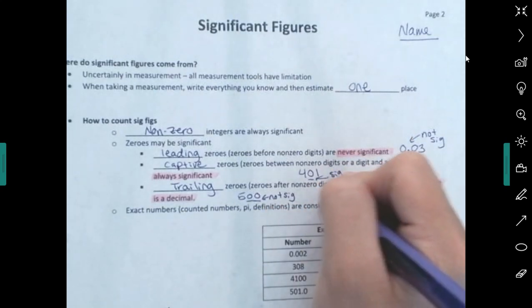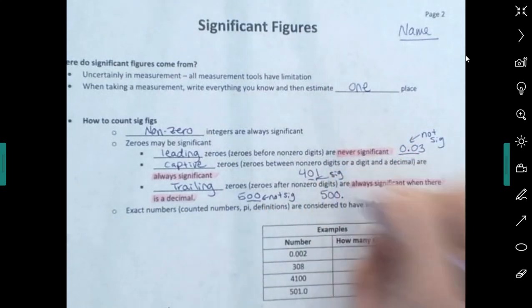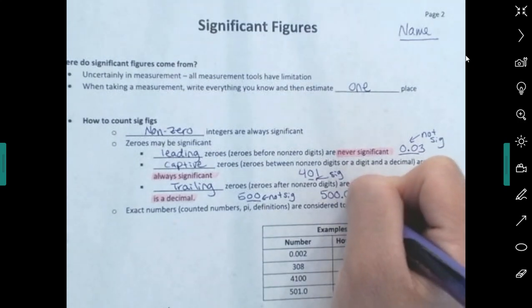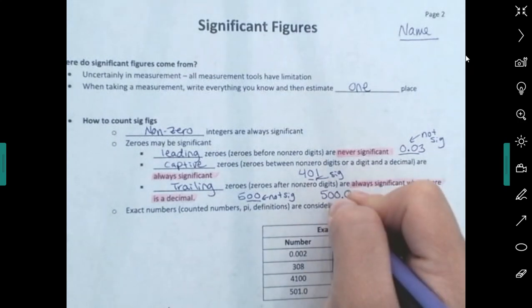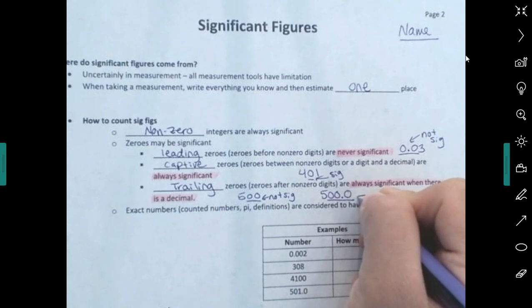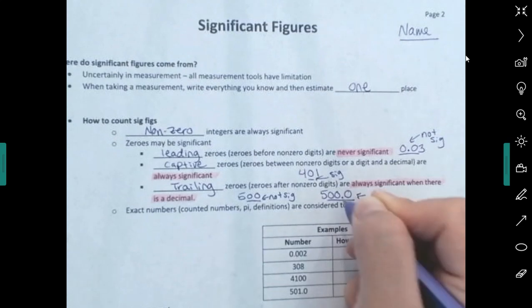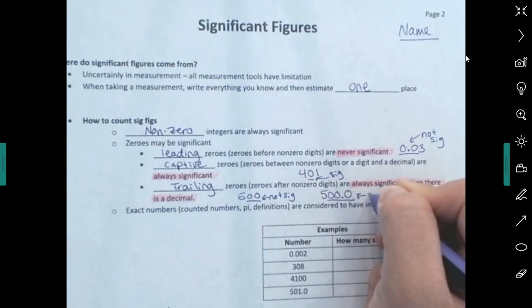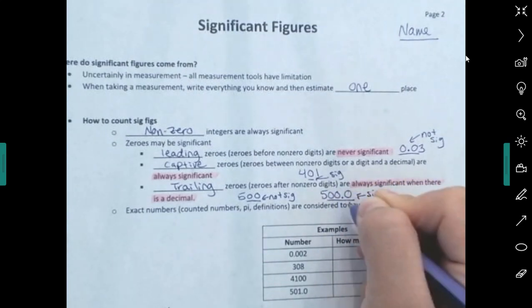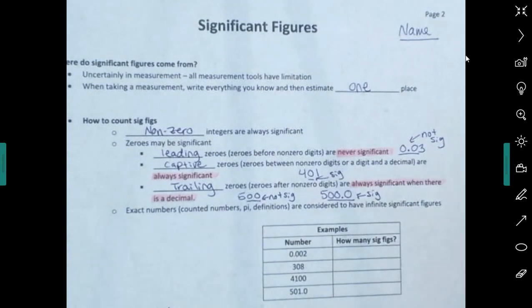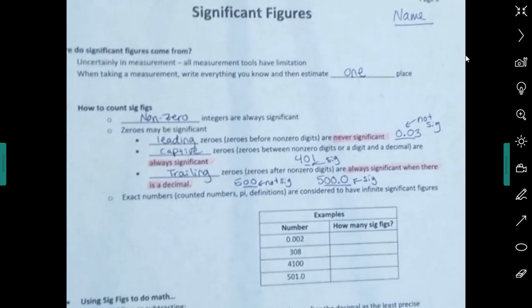Now, however, if you change that and you put 500 with a decimal at the end, or a decimal and another 0 at the end, these are all significant. And now this would have 4 sig figs. So this one only has 1 sig fig, this one has 4. These zeros become significant when there's a decimal. Now just a quick reminder, you guys should be writing and highlighting everything that I'm writing and highlighting. Your paper should look like my paper. You shouldn't just skip over stuff, okay? So make sure that you are doing that.